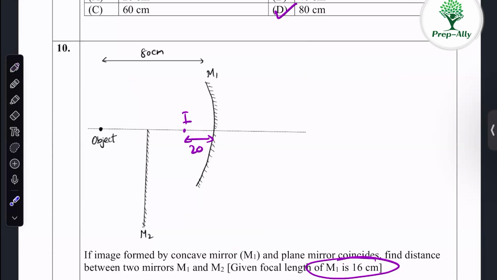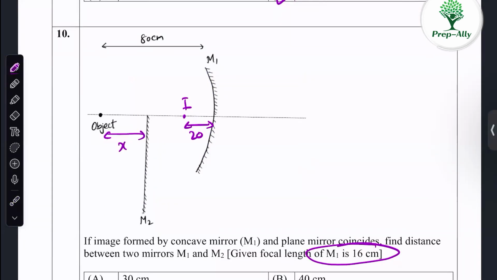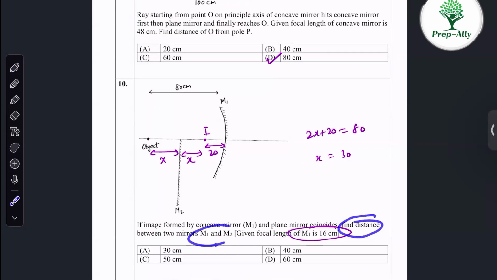Now they are saying the image formed by the plane mirror is also coinciding with the image of the concave mirror. Now we know the plane mirror property: if the object distance is x, then the image distance will be x. So x plus 20 should be equal to 80. So 2x plus 20 should be equal to 80. We get the value of x as 30. They are asking the distance between the two mirrors M1 and M2. So the answer will be x plus 20, which is 50 centimeters.